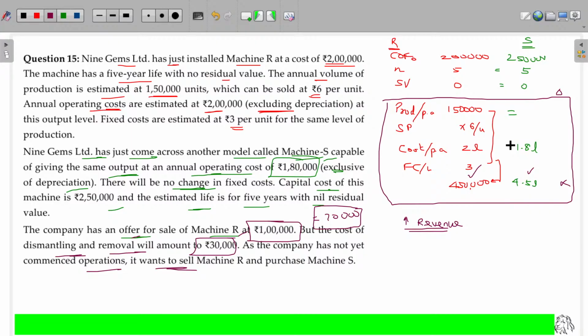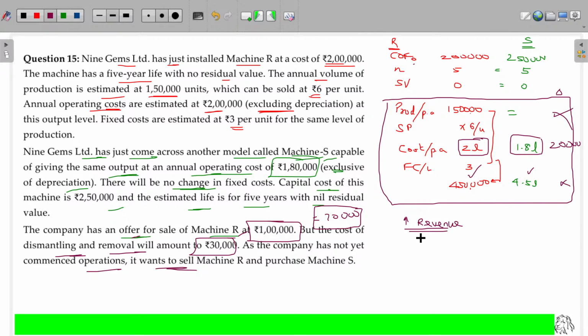But because of shifting from R to S, instead of spending 2 lakhs, you spend only 1.8. There is savings of rupees 20,000. Output is also same, no impact. Selling price is also same, no impact. 1 lakh 50 into 6, 9 lakhs was the earlier sale. Now also 9 lakh sale. There is no change in the sales revenue. And fixed cost earlier also 4.5 lakhs. Now also 4.5 lakhs. There is no impact. But the operating cost from 2 lakhs reduces to 1.8 lakhs. That's a decent savings of rupees 20,000. Definitely we can recommend this one.